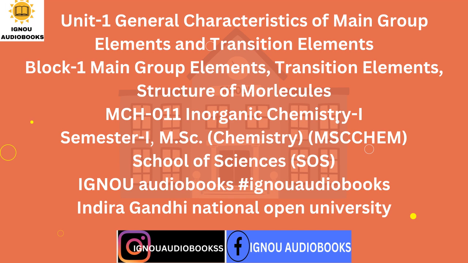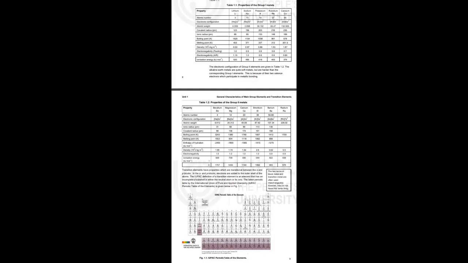configuration of multi-electron atoms. The atomic properties of the elements depend on their electronic configuration. The electronic configuration of group 1 elements are given in Table 1.1. Table 1.1, Properties of the group 1 metals. Look at the screen. The electronic configuration of group 2 elements are given in Table 1.2.